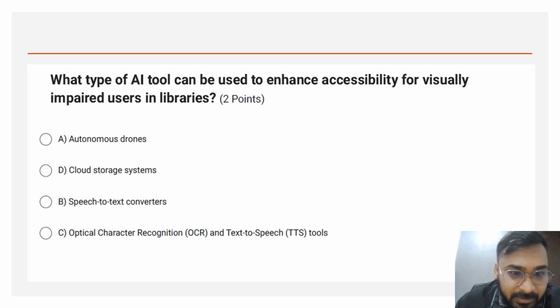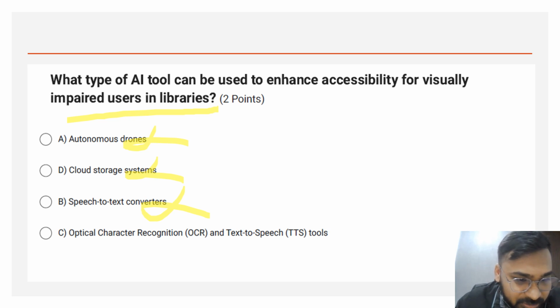Which type of AI tools can be used to enhance accessibility for visually impaired users in library? Autonomous drones not required. Cloud storage systems not required. Speech to text converters could be, but more suitable would be optical character recognition, OCR, and text to speech tools. So both.